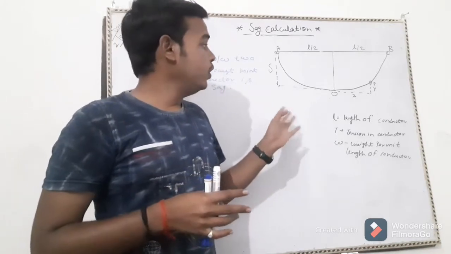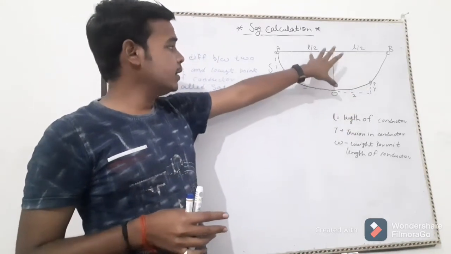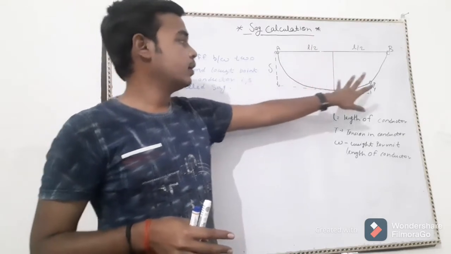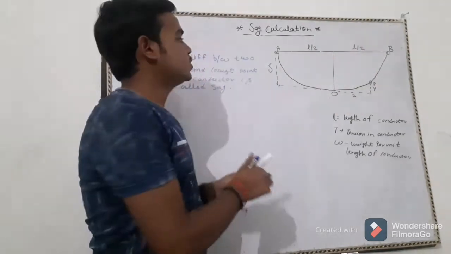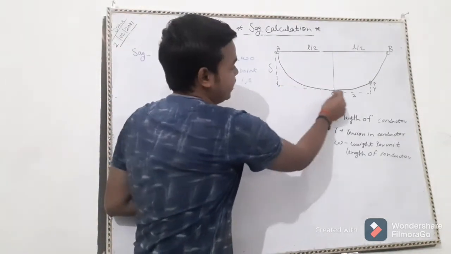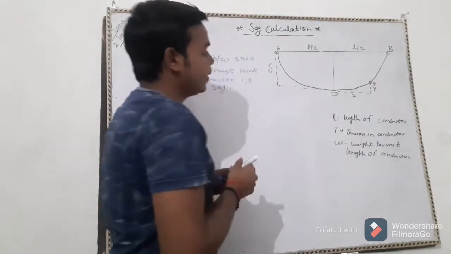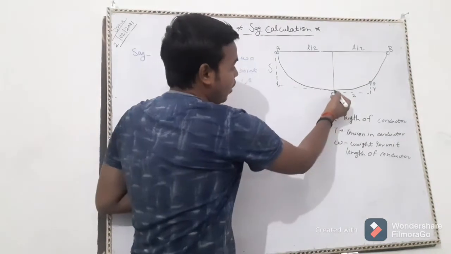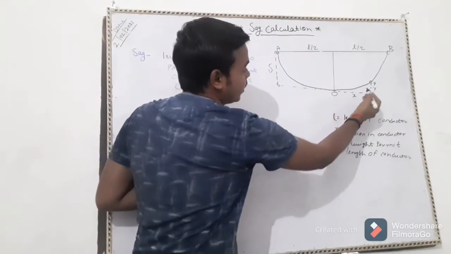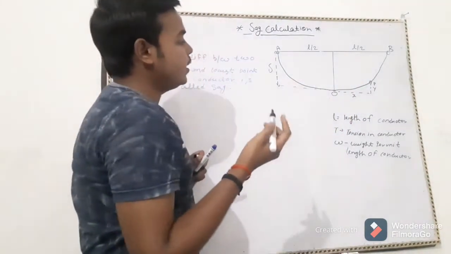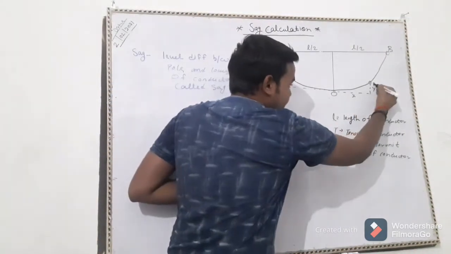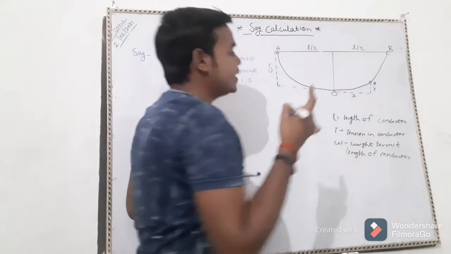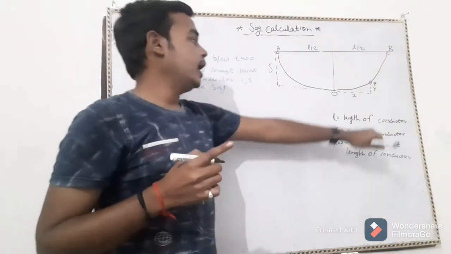Now we know this is a whole conductor. This is an assumption line. You can say this is a virtual line. An actual line is represented by this. Now we will assume a point on conductor, that is P. Here is mentioned a point P. We will calculate sag first of all at P.